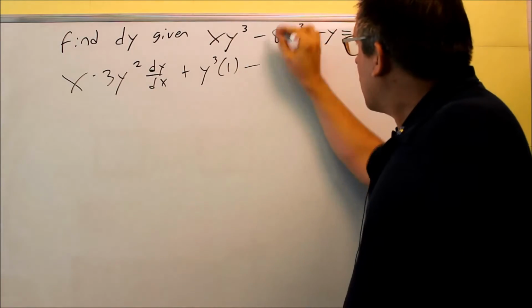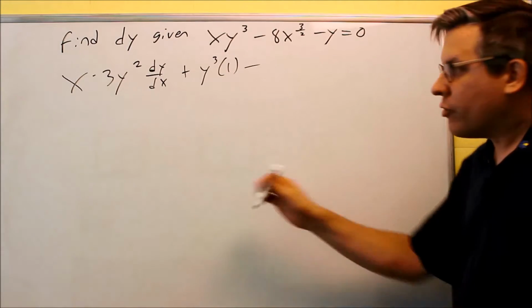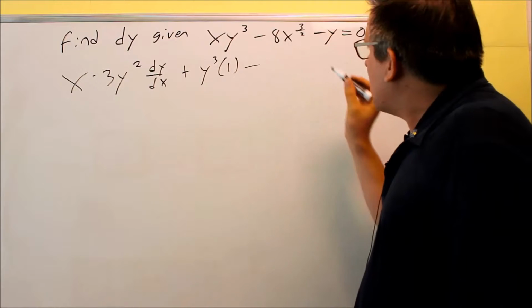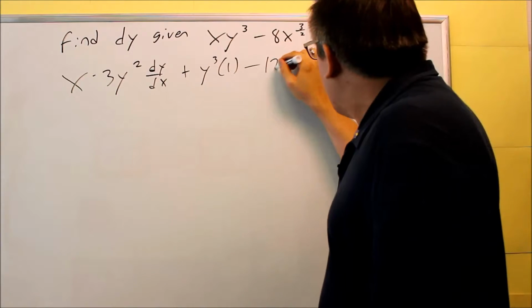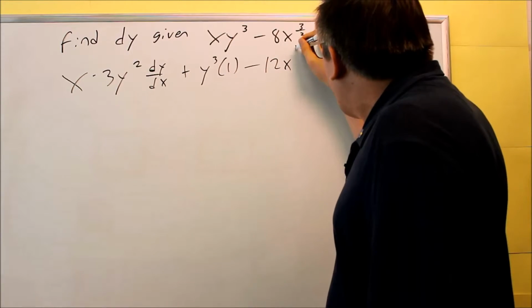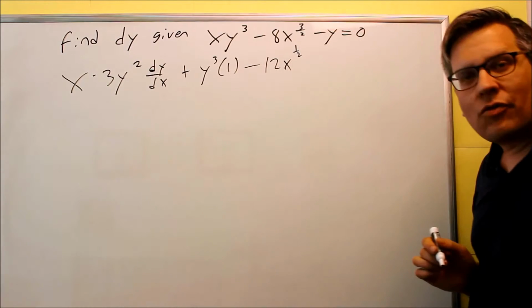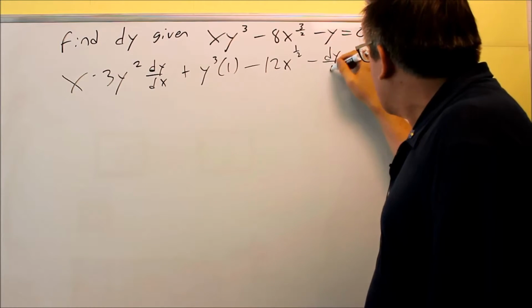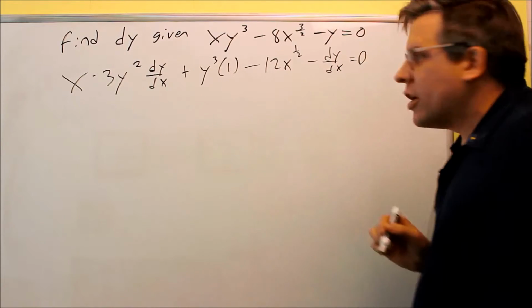Now this one doesn't require a chain rule because we're taking the derivative with respect to x, so we're just going to do normal power rule there. 3/2 times 8, that's 24/2, that's 12. 12x to the 1/2, because you'll subtract 1 from 3/2. And then this is by itself, the derivative of y, that's going to turn into dy dx.